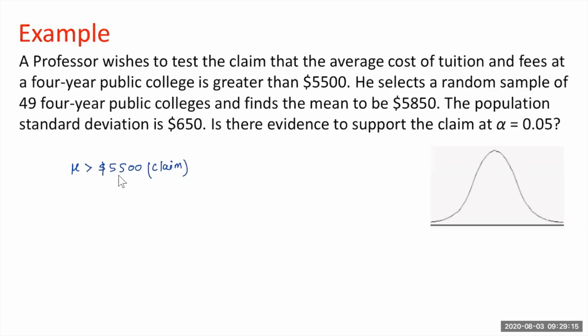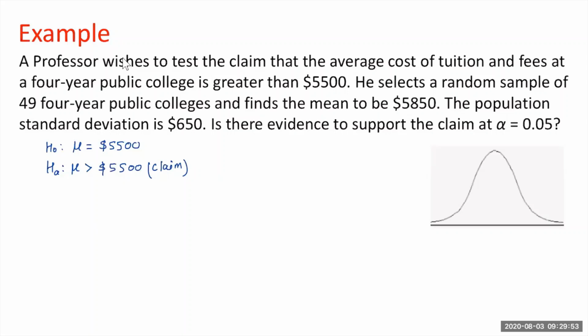Whenever we are performing the test, we need the null and the alternative hypothesis. The null hypothesis has the equal to sign; the alternative hypothesis does not. Here we don't have an equal to sign, so the claim must be the alternative hypothesis. The null hypothesis is the opposite and always has the equal to sign, so it will be mu equal to 5,500. That is your null hypothesis.